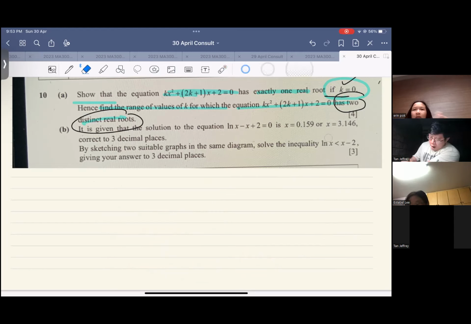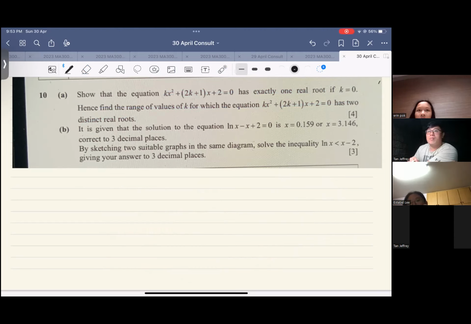Yeah. Okay, shall I go through 10b? Yeah. Or do you want me to wait for you? Are you copying or anything? Oh no, I'm done. Okay.